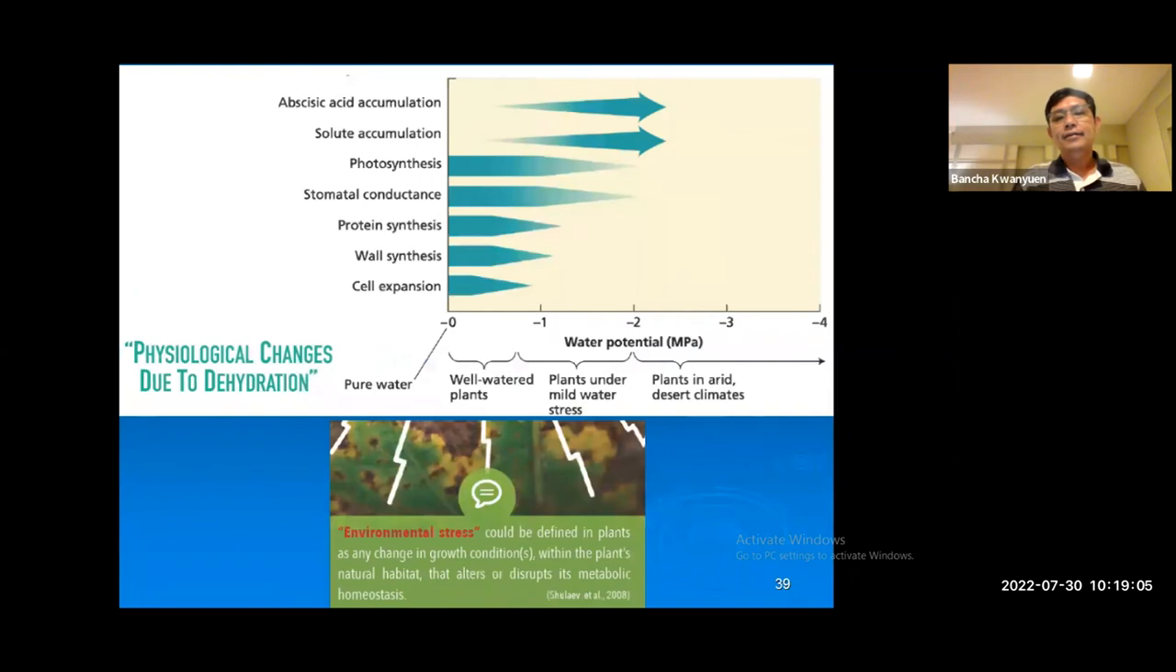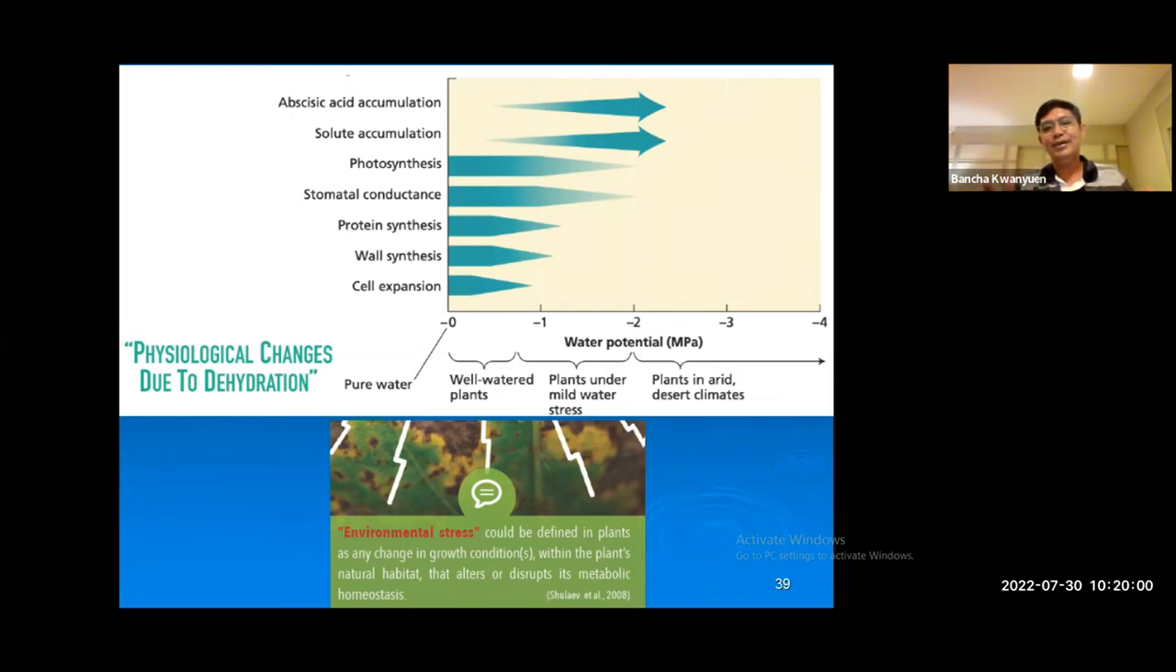Okay, so this just shows what is going to happen when we have water stress. We can have cell expansion and wall synthesis, and at the end, if water stress is so much, we can have solute accumulation, abscisic acid accumulation, that will be really harmful for the crop. If the plant is well watered, things will be easy, with no harmful accumulation of solute or acid. But if water stress goes to like minus 2 megapascal, it will be so harmful, the activity of the crop will be reduced, and toxicity will come.